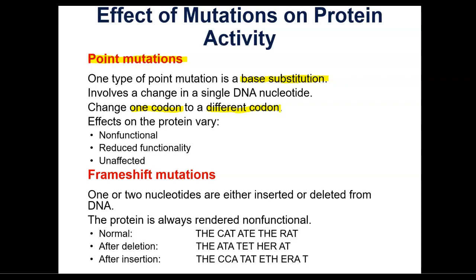But effects on the protein are going to vary. Sometimes it makes the protein non-functional. In the case of cystic fibrosis, that's an example where one base substitution actually leads to the hemoglobin molecule being non-functional, and the red blood cells are sickle-shaped instead of round, and that leads to all of the terrible symptoms that we see in sickle cell anemia. But then we can have just reduced functionality. So the protein's okay, but something's wrong with it, but you wouldn't call it non-functional.